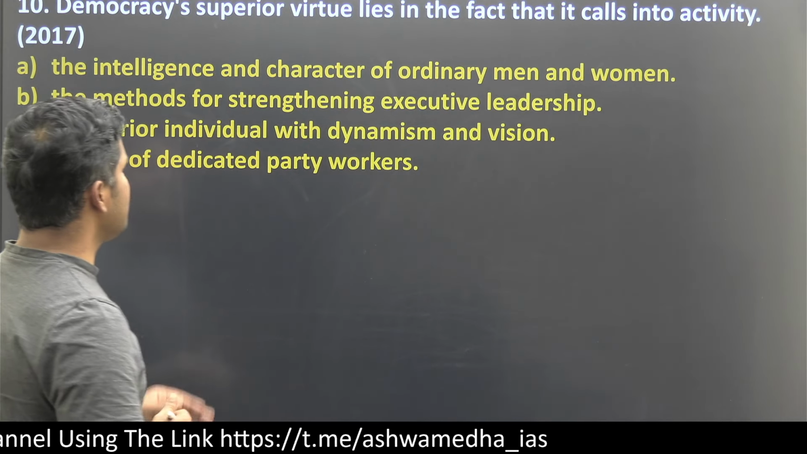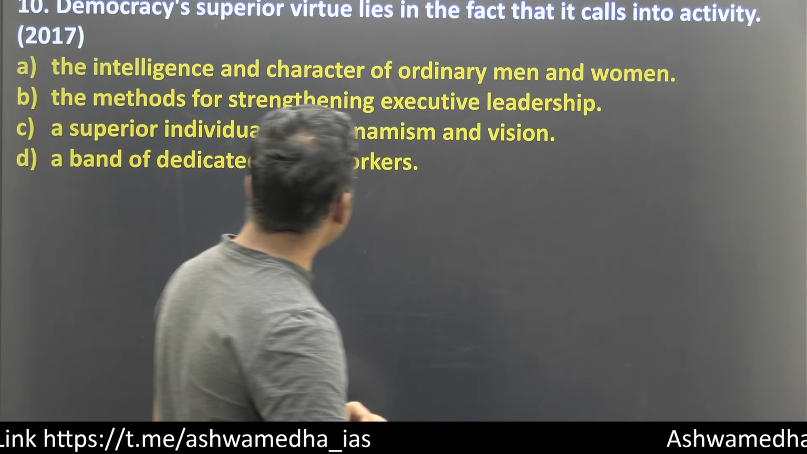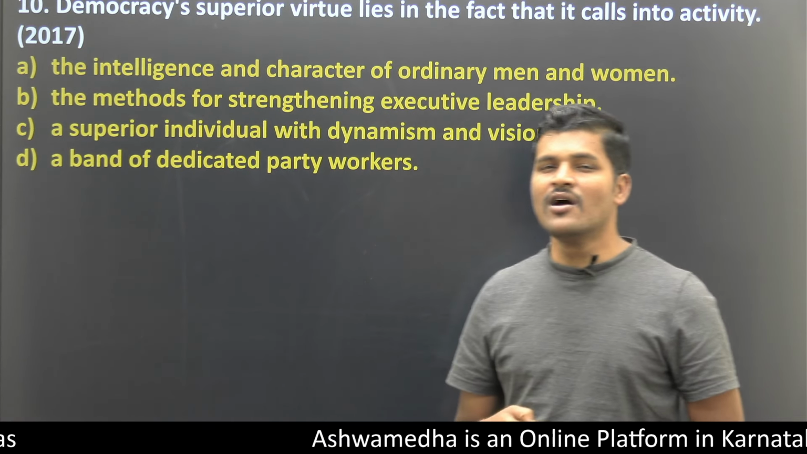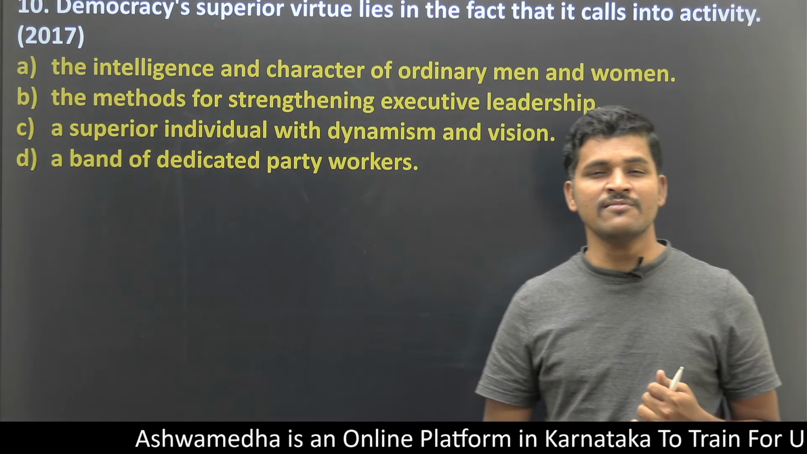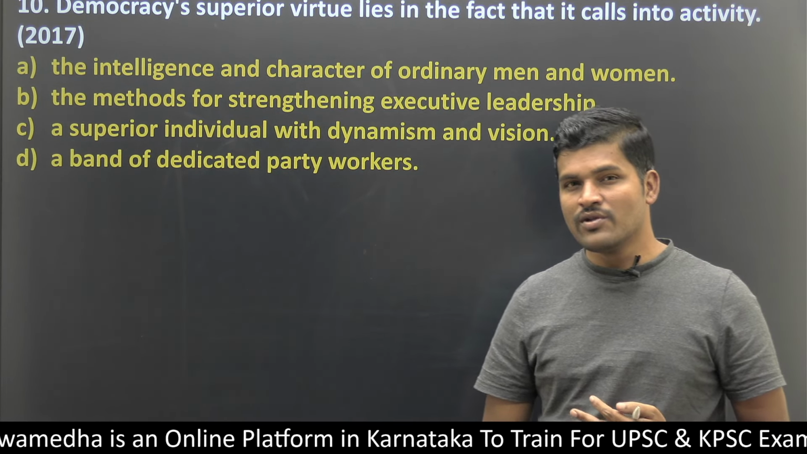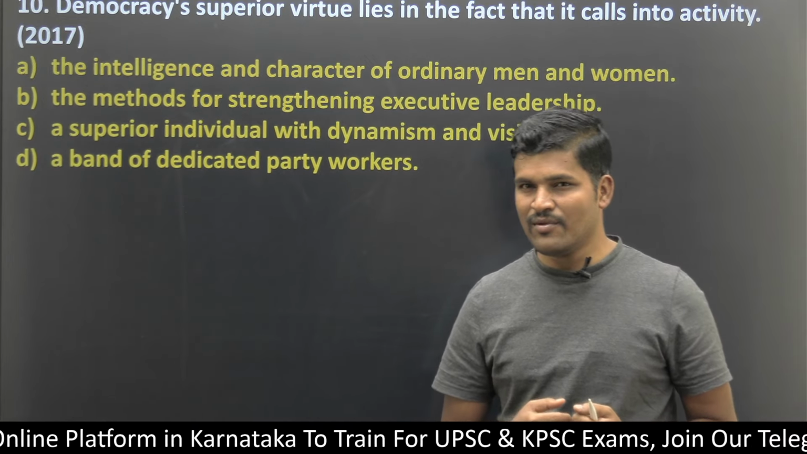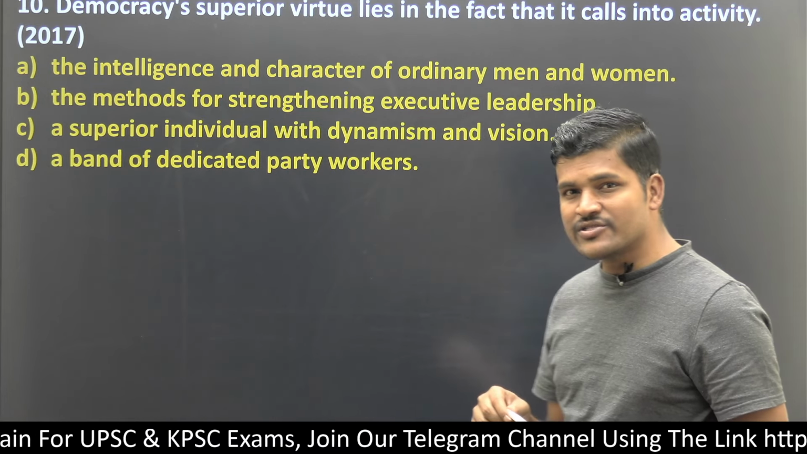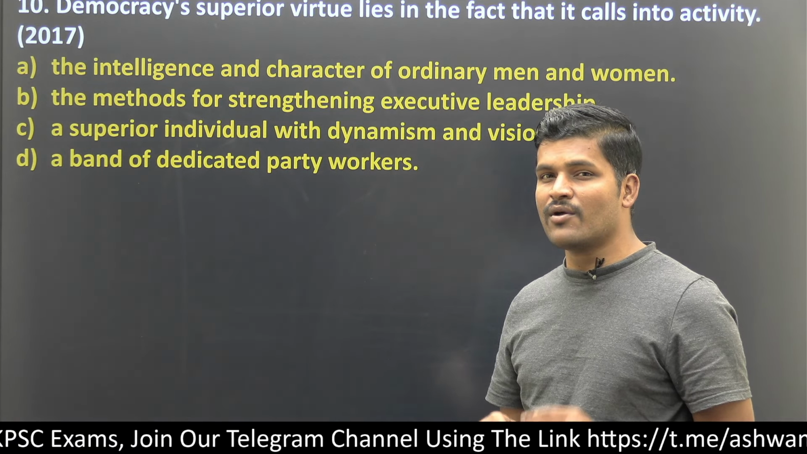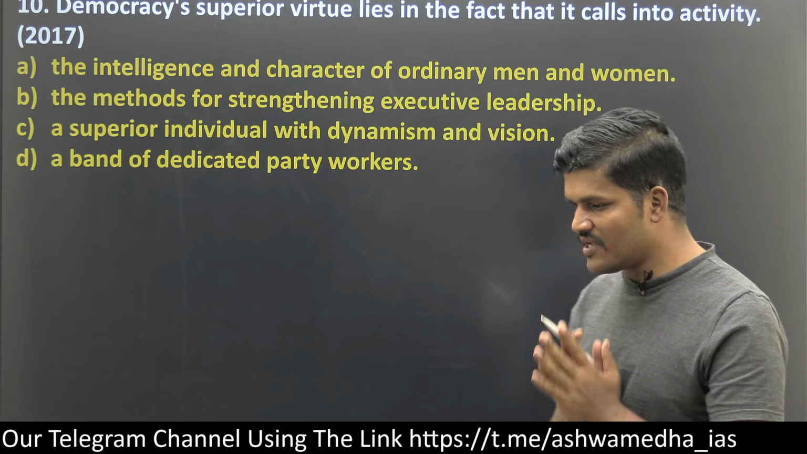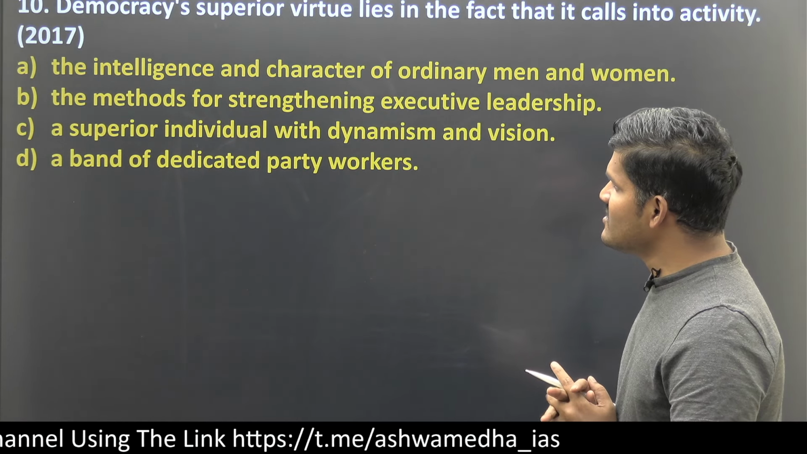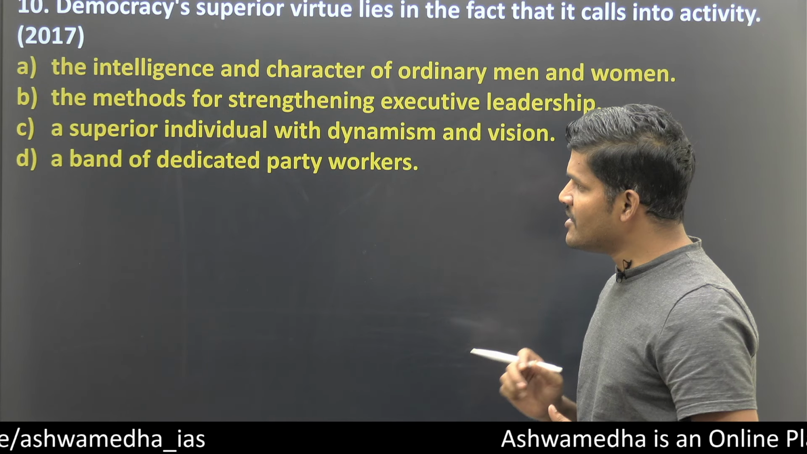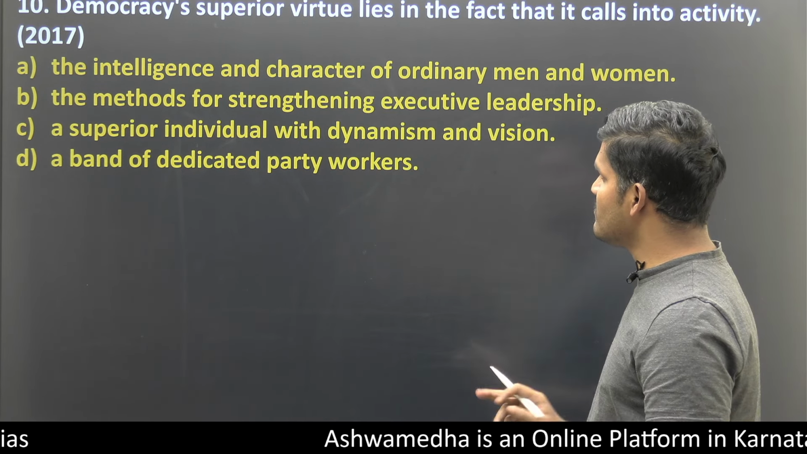Then if you see option B, the methods for strengthening executive leadership. No, in democracy we are not going to strengthen the executive or political leadership. We are going to strengthen the voice and choice of the people. So options B and D can be eliminated outrightly, provided you know the vision of the constitution very clearly. Option A, the intelligence and character of ordinary men and women. Option C, a superior individual with dynamism and vision.